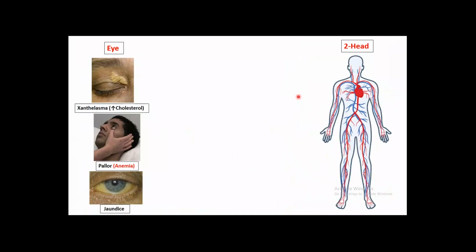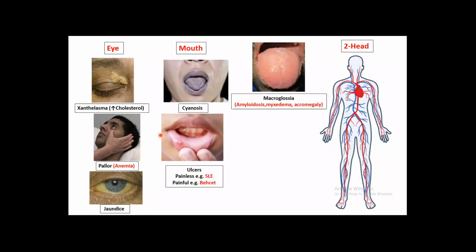Then moving upward towards the head and neck, starting with the head examination. Looking around the eye for xanthelasma, which denotes hypercholesterolemia. Looking at the conjunctiva for pallor, denoting anemia. Jaundice might be seen in hepatic congestion in our cardiac patients. Then moving to the mouth, searching for central cyanosis seen in patients with cyanotic heart disease.